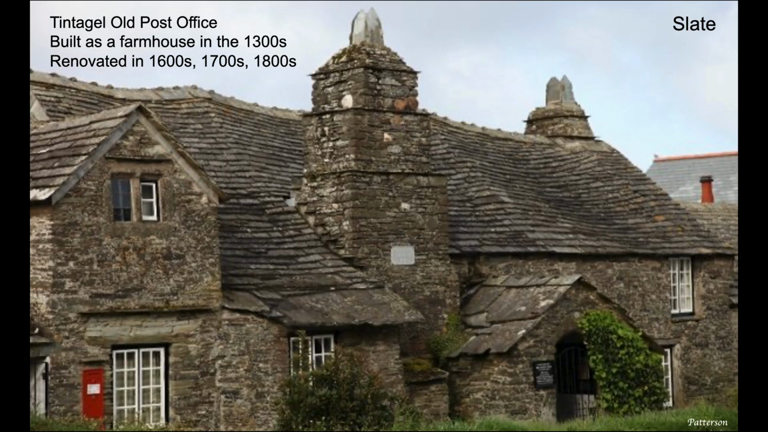Taking a look at some real-world examples, this is the Tintagel Old Post Office. It was originally built as a farmhouse in the 1300s, renovated in the 1600s when they put a slate roof on, and again in the 1700s they added a chimney, which means bedrooms could be added. The smoke is no longer filling the structure entirely. That's the way it used to be.